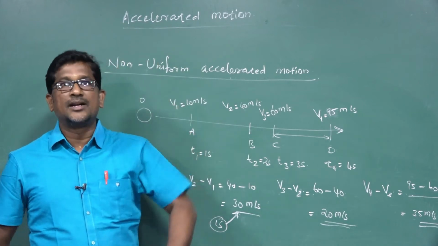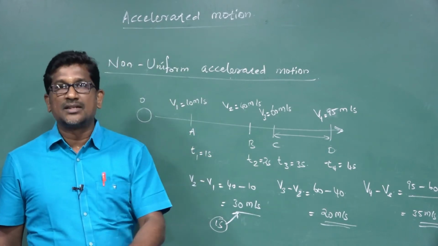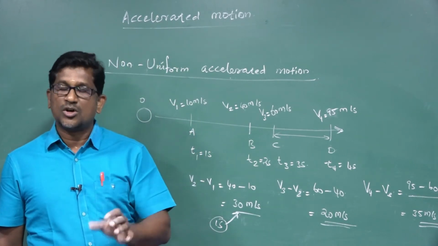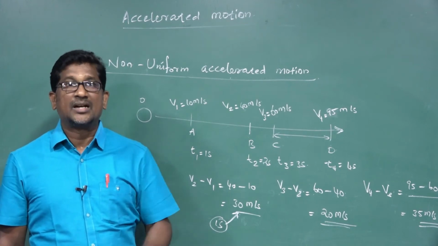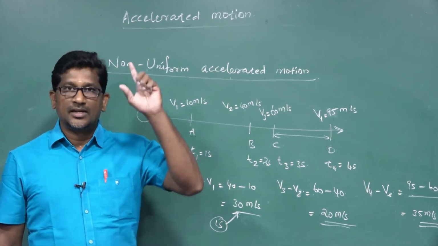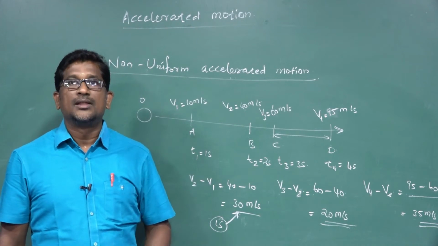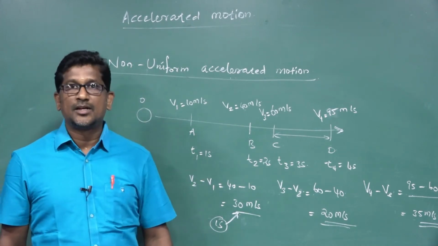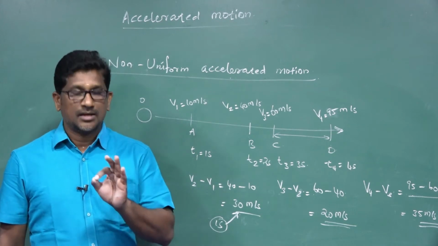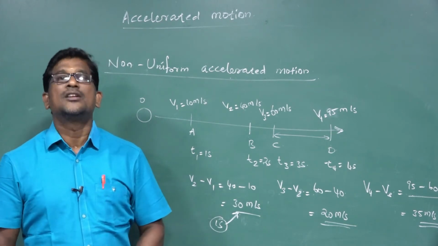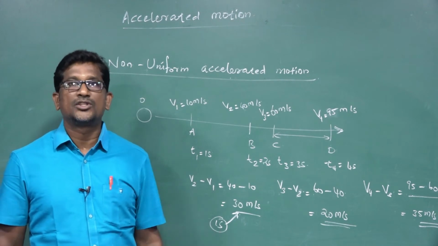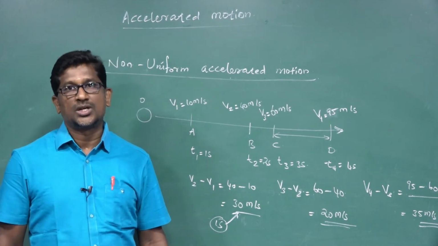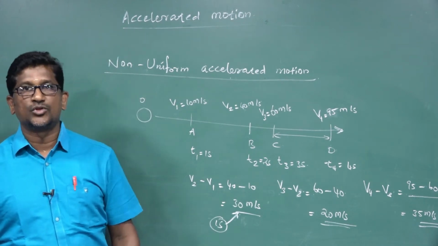In uniform accelerated motion and in non-uniform accelerated motion, the particle experiences an acceleration. But the only difference is that in uniform accelerated motion, the change in velocity per unit time is constant. In non-uniform accelerated motion, the change in velocity per unit time is not constant. So this is the main difference between uniform and non-uniform accelerated motion.